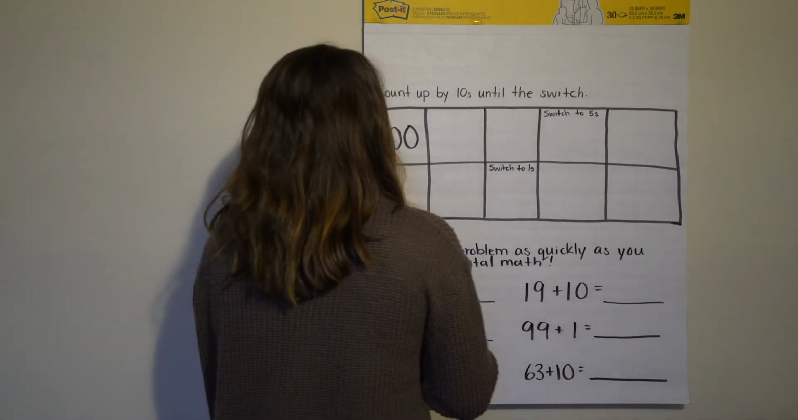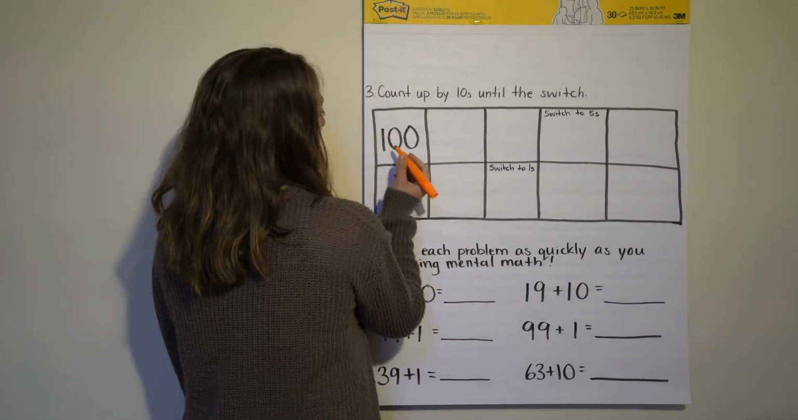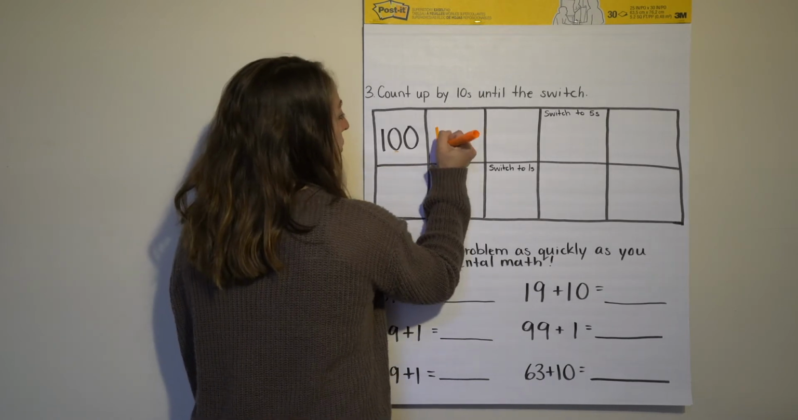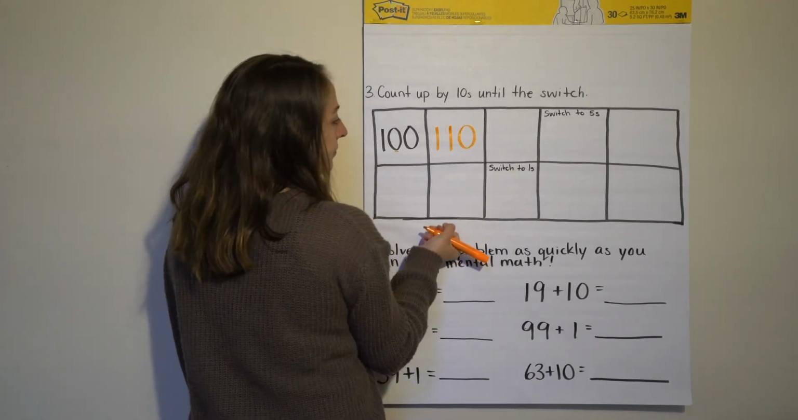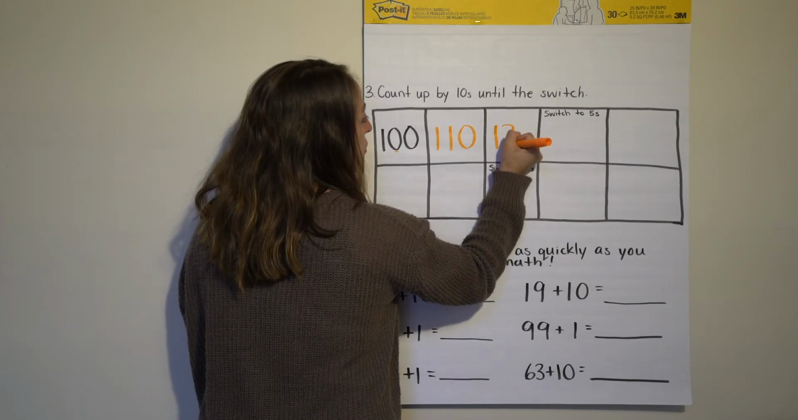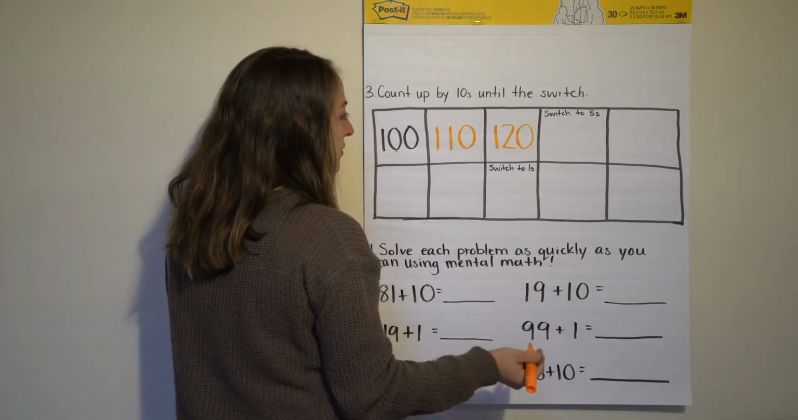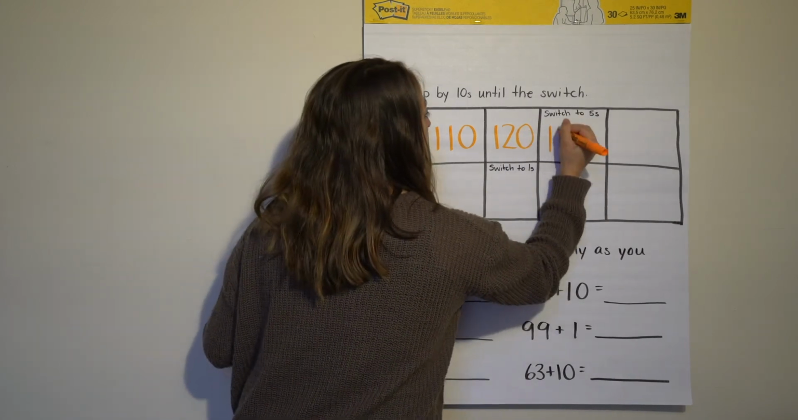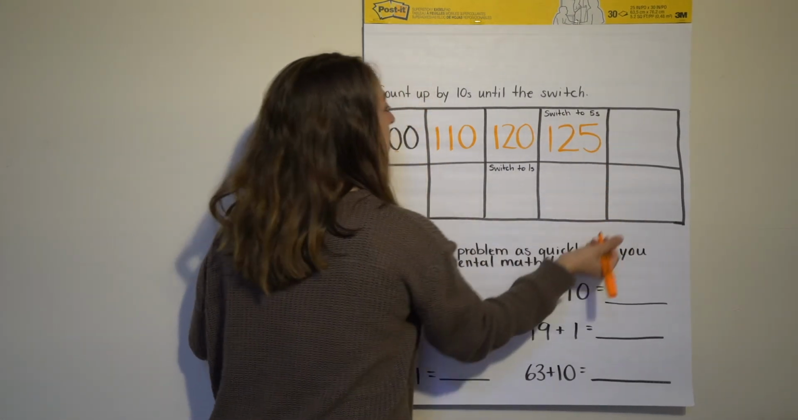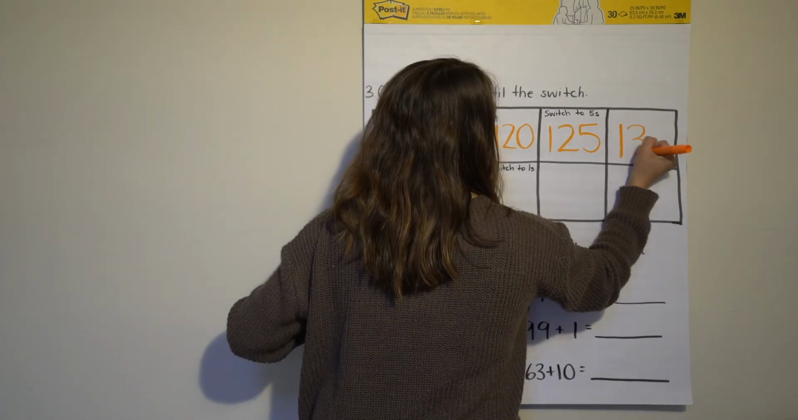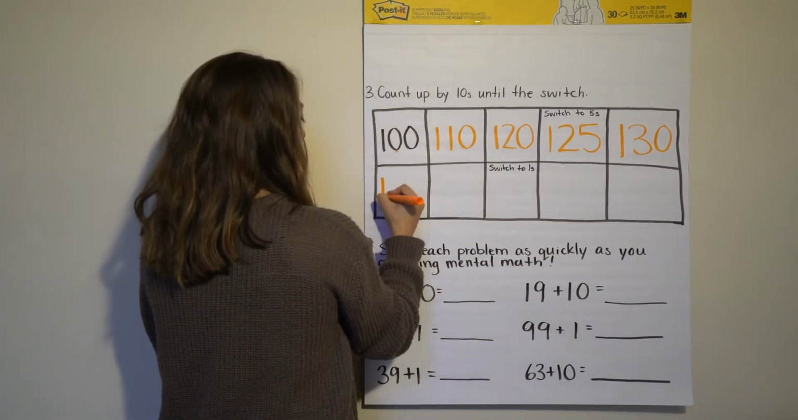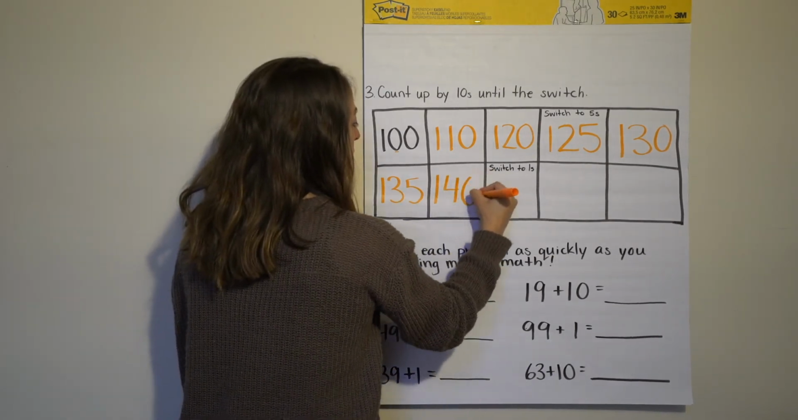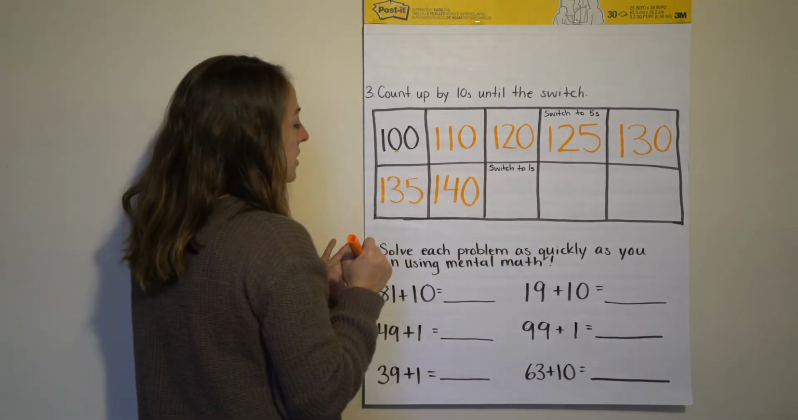Okay, so counting by tens. 100, so this is going to go up our tens place. 110. 120. All right, now we got to switch to 5s. Our 1s are going to go 0, 5, 0, 5. 125. 130. 135. 140. Now we're counting by 1s.